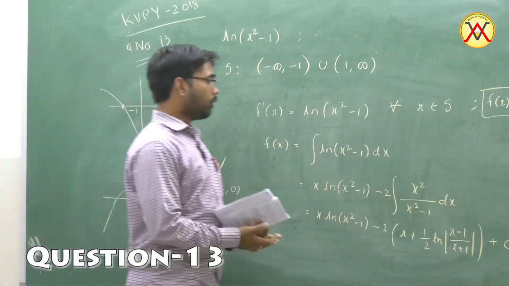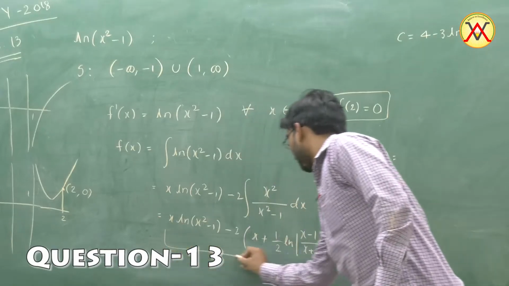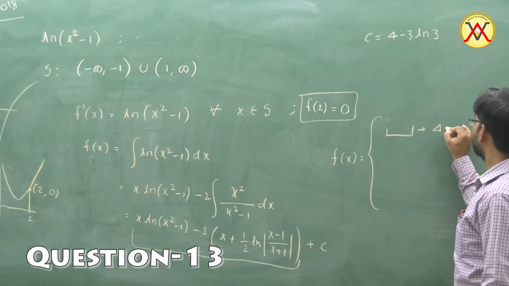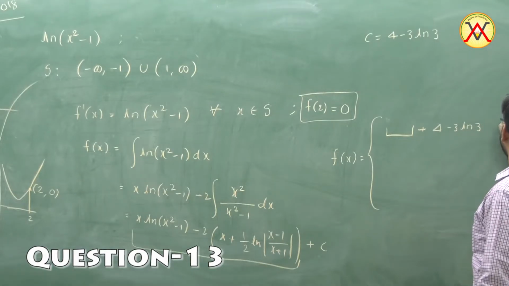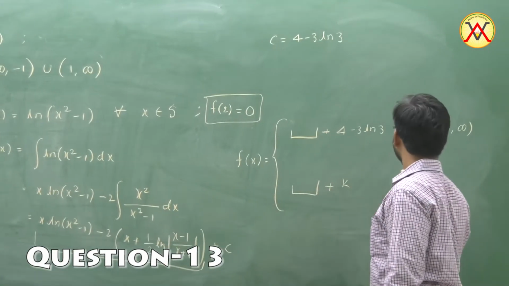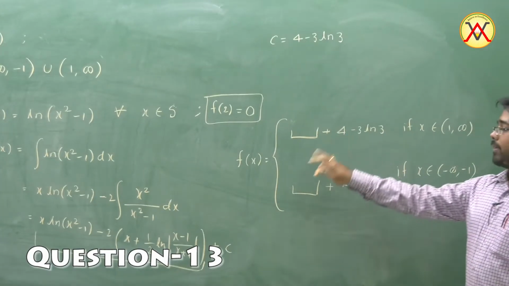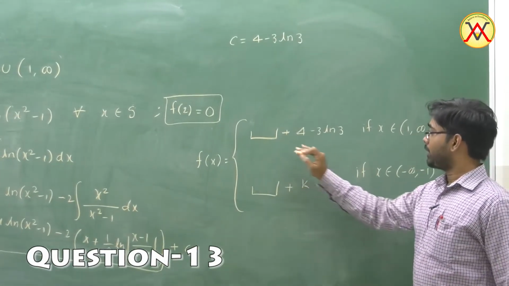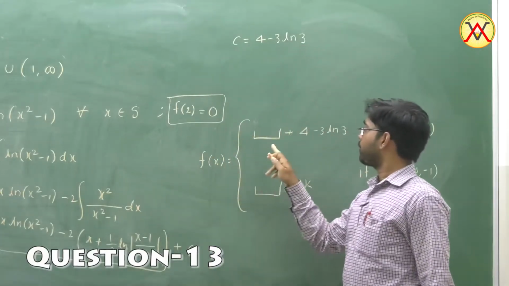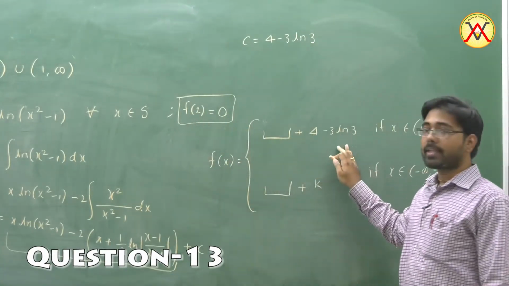So I will define a new function, or I will define f of x something like this. f of x is equal to, let's say, this whole thing plus you have 4 minus 3 ln 3 if x belongs to 1 to infinite, and I'll have this plus some constant k if x belongs to minus infinite to minus 1. Okay. So if we define f of x like this, then see, the derivative of this is always going to be this. So this condition is satisfied. The value of f of 2 is going to be 4 minus 0 with this constant. So both the conditions are satisfied.